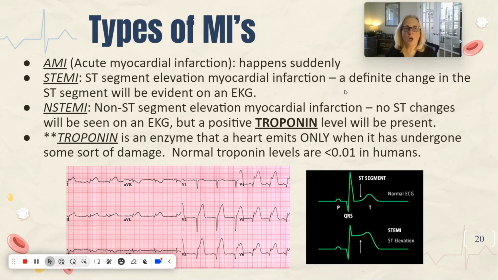Okay, so troponin is that enzyme that the heart emits only when it's undergone some sort of damage. And our normal troponins are way below. They're in the zeros range. Okay, so if we see some sort of damage and no changes on the EKG, this would be an NSTEMI.